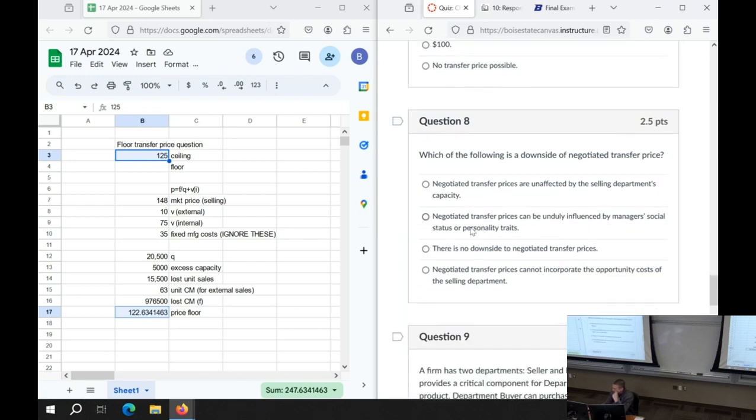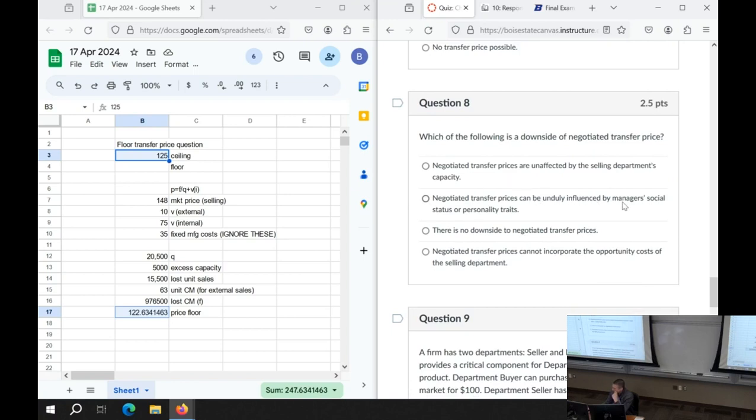Negotiated transfer prices can be unduly influenced by managers' social status or personality traits. I'm going to put a pin in that. That might be true. That might be one of the downsides. In fact, we're calculating something very economic and numerical, quantitative specifically, in terms of the price floor and ceiling, but where it lands within that range can be affected by, I'm the CEO's nephew, so I get to have the buying price really high or really low. Maybe this is social status or personality traits. Maybe this is true.